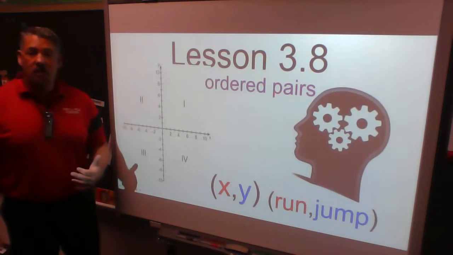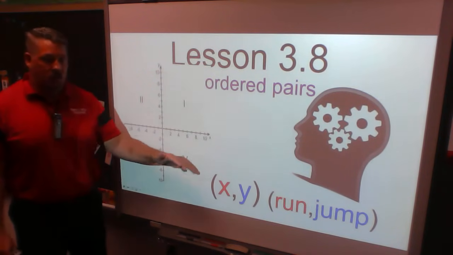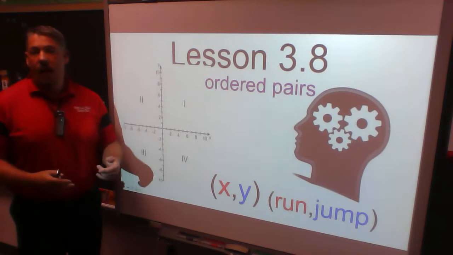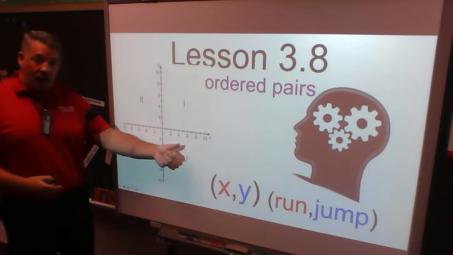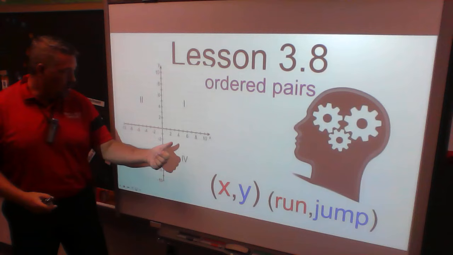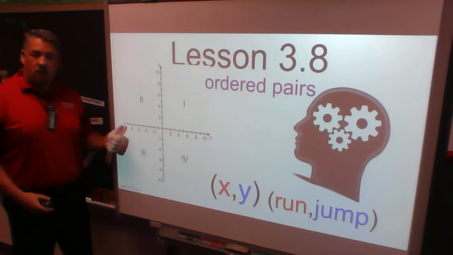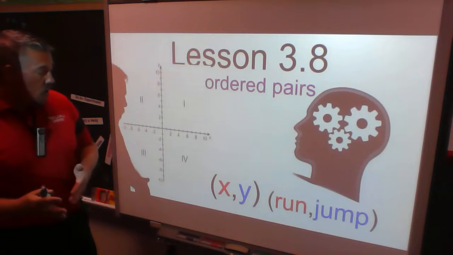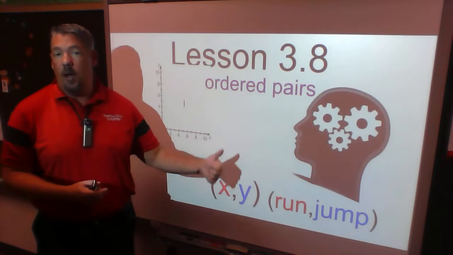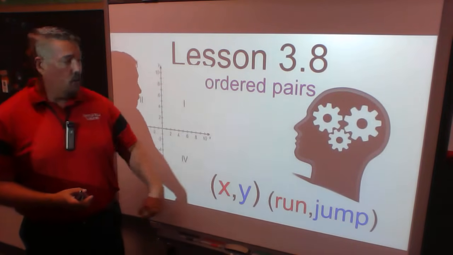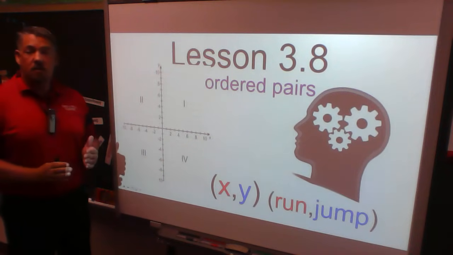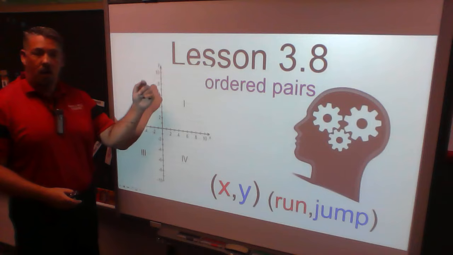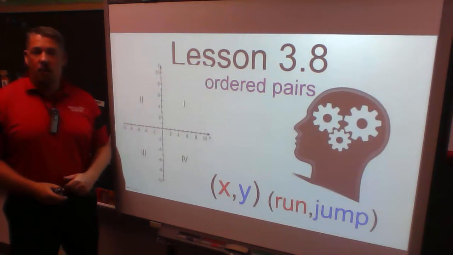If it's a positive, therefore on my X-axis, my first one, I'm going to run forward. If it's a negative on my X-axis, my first number, then I'm going to run backwards. My second point is always my Y. Once I run, then I figure out if I'm going to jump up or I'm going to jump down. So on my Y-axis, which is my vertical line, then if it's positive, I can jump up. If it's negative, I can jump down.